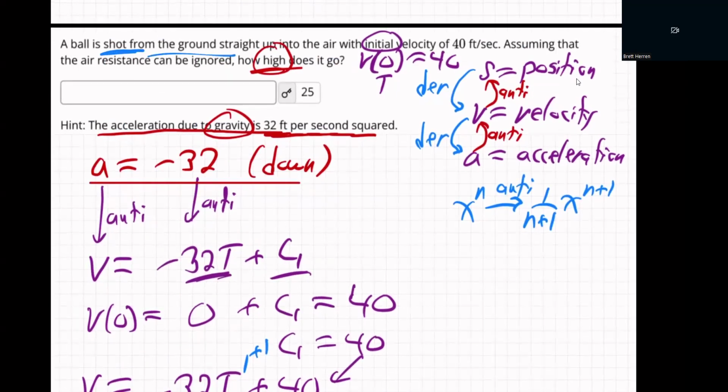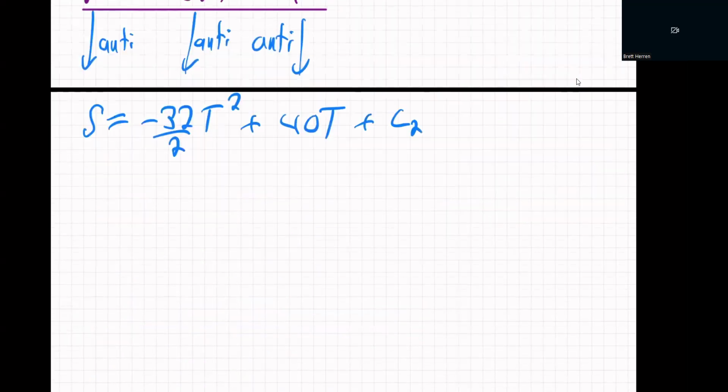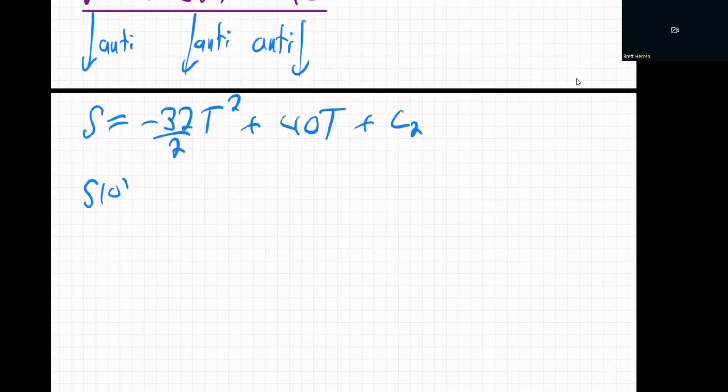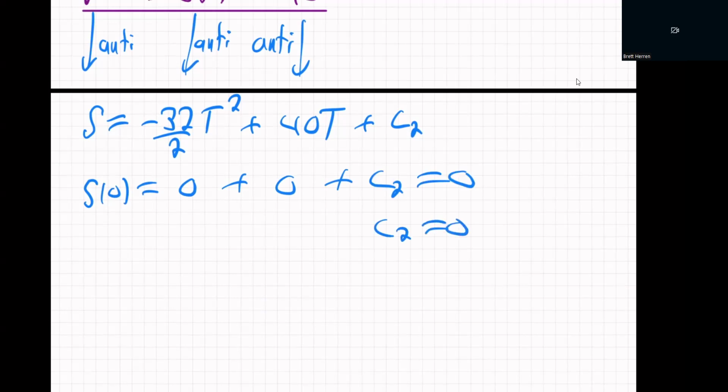Well, the ball is shot from the ground. So that means the position at time 0 is 0. At time 0, the height, that's how high the ball is, is 0. I'll write the word height. It's shot from the ground, it started from the ground. So the position at time 0, which is 0 plus 0 plus C2, is 0. So C2 is 0.